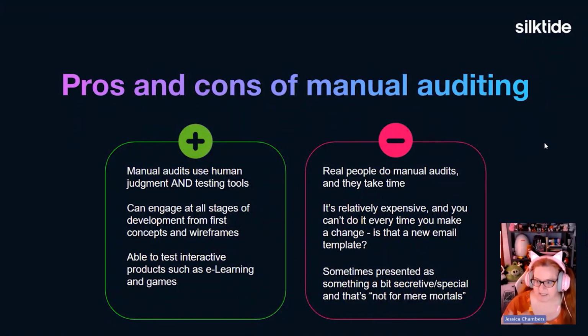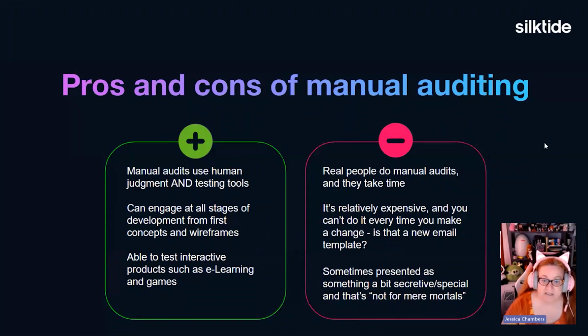Automated testing has to have a page, right? It can't say, look at your Figma files and be like, I already see a problem. And they're able to test interactive products like e-learning and games. So far, these are really hard to automate, but a human can dive into it and actually get you actionable information.